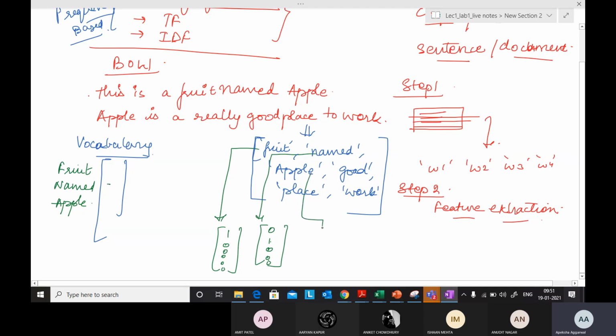Then similarly for apple, 001, 000, and so on, like this. So this is also called one hot encoding. One example of bag of words is one hot encoding, where you are just counting the presence or absence of that word. Now because you can see apple is coming twice, its frequency should be more than one, right?